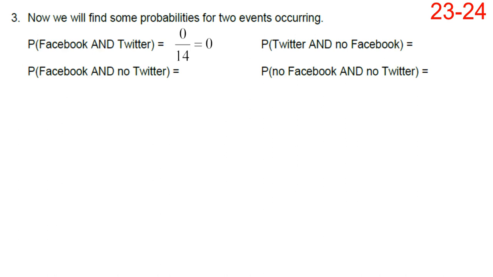Twitter and no Facebook. Well, Twitter is the first column, no Facebook is the second row. So in the bottom left-hand corner, that would be 7 out of 14, 1/2, 50% probability. I'm looking for Facebook and no Twitter, so I'm looking at the first row of the table, the second column of the table. So that's the upper right-hand corner box. That's 1 out of 14. Probability of no Facebook and no Twitter. So no Facebook is the bottom row of our table. No Twitter is the second column of our table. Where do they meet? The bottom right-hand section. And so that's 6 out of 14, or 3/7 probability.